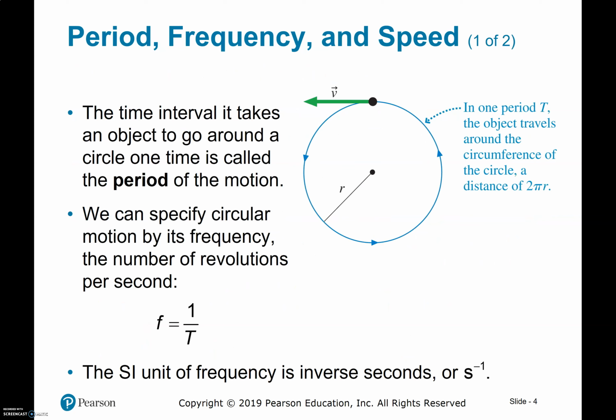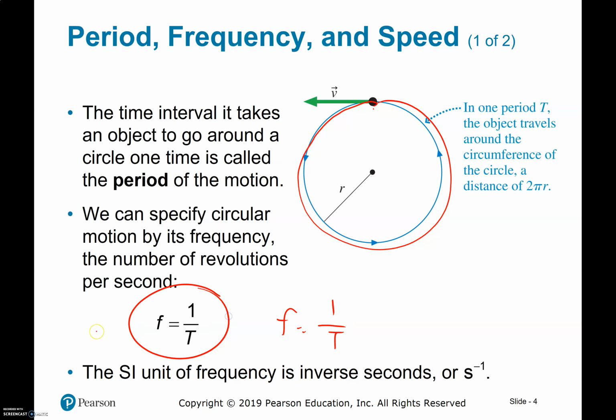When we talk about circular motion, there's a few quantities that we need to define. We need to define the period. Period is the time that it takes for the particle to go one complete revolution. And the frequency is the number of revolutions per second. Frequency and period are related by this equation here. The units for frequency are hertz, or 1 over second, and the units for period are seconds.